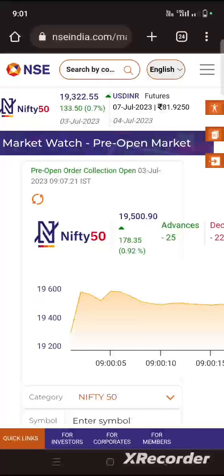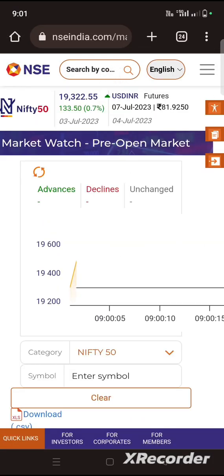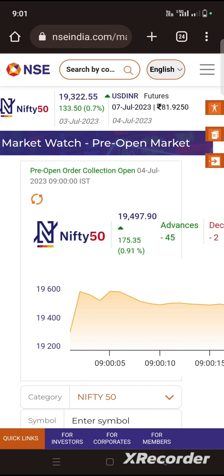Here you can see pre-open order collection open. It means it was yesterday's pre-open market. Once you can see the date change, it means it is today's pre-open market details. So for that we'll wait. See, now we got today's pre-open market details.